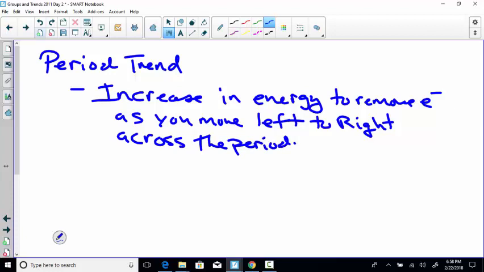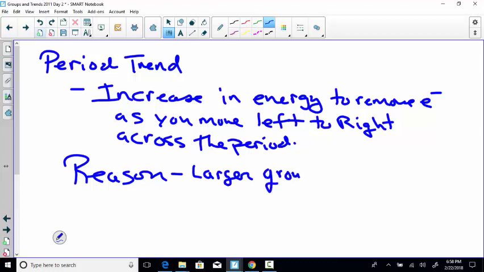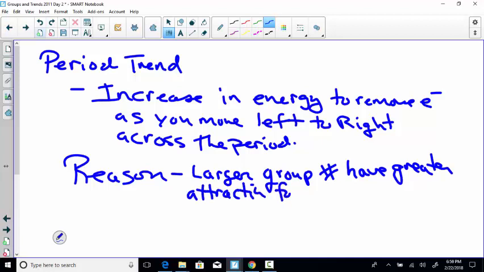Okay? So that's the period trend, is that we increase. And again, I always want a reason. In this case, our reason is group 17, 18 elements have greater attraction for electrons. So larger group numbers have greater attraction for their electrons. All right? So that is our period trend.